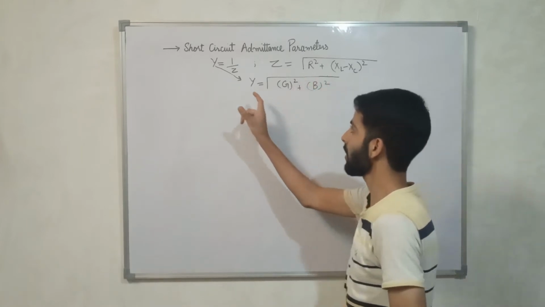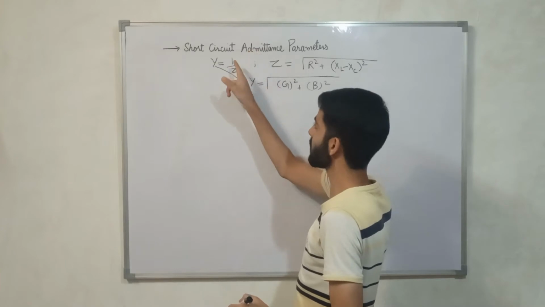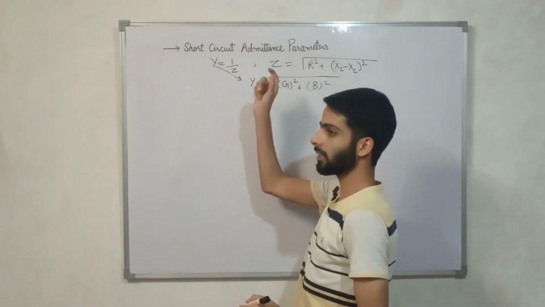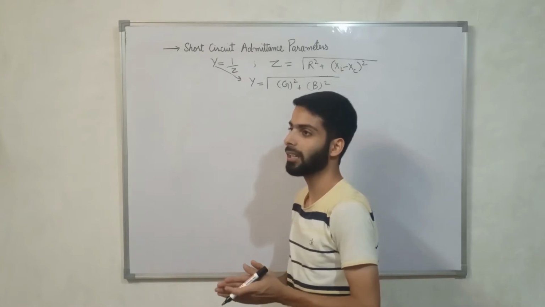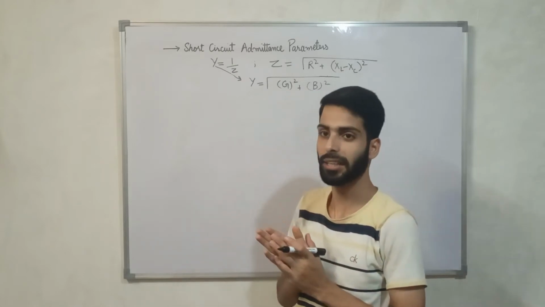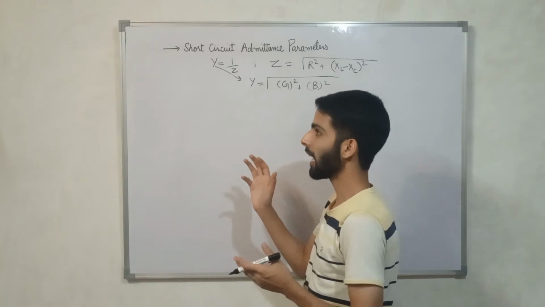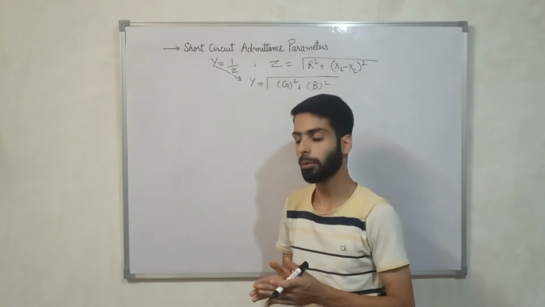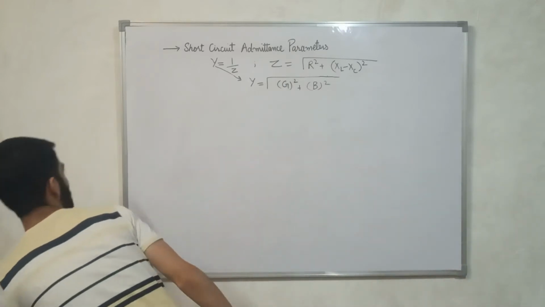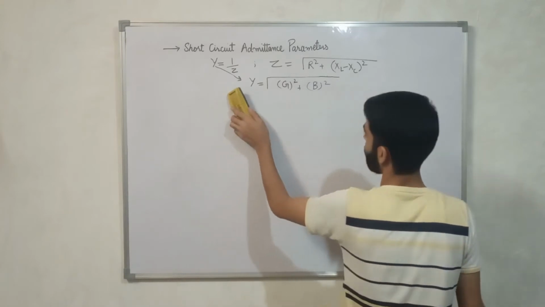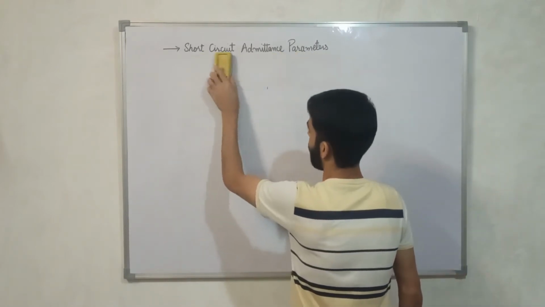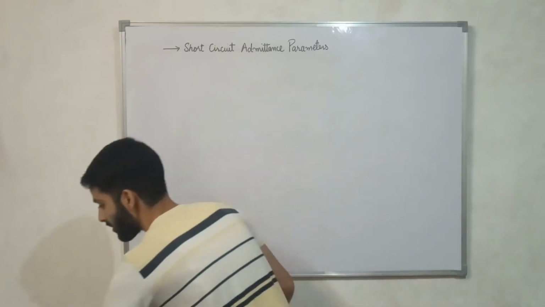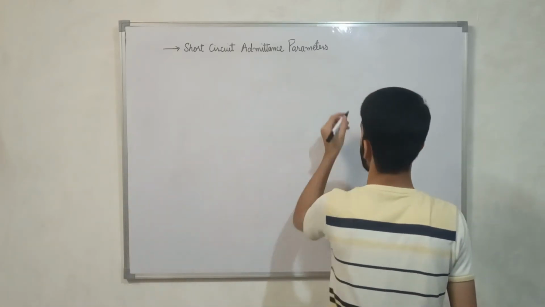So what is Y, or what is admittance in a nutshell? It is the reciprocal of impedance, or the property of an electrical circuit by virtue of which it allows a current to move freely in it. Okay, this was the basic definition of admittance. So starting off with short circuit admittance parameters, this is our topic today.